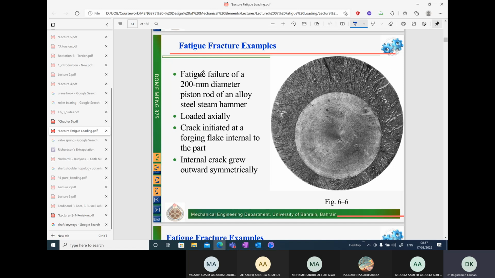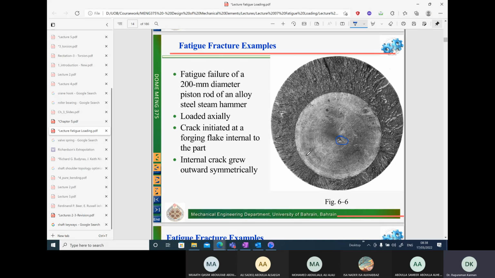Okay, so this is a piston rod of alloy steel, used in a steam hammer. And what happened? It was loaded axially. The crack initiated at the forging flake internal to the part. So there is some kind of manufacturing defect again, right at this point. This is the initiation of the crack right in the center.